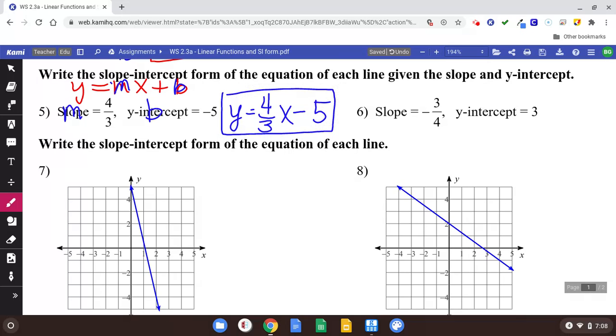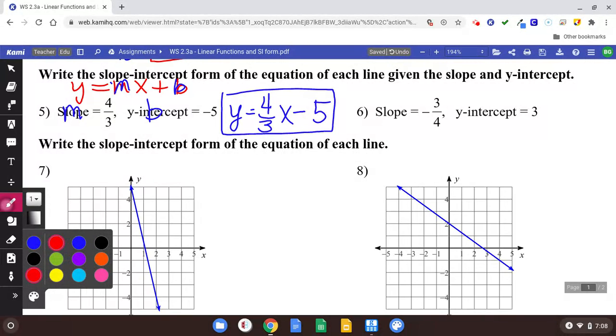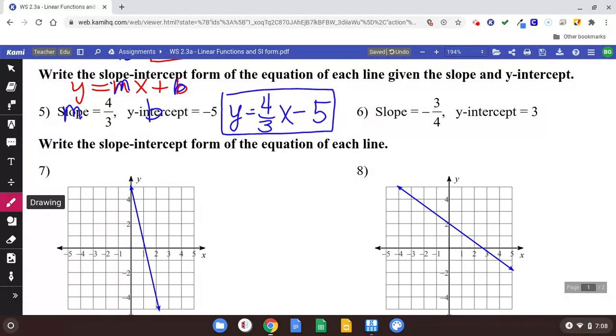Number 7 is the same exact question, right? The slope-intercept form of the equation, but the difference is they don't really give us the m and the b number. We have to figure it out from the picture. So the b number is actually easier to find because b is the y-intercept, right? B is the y-intercept, and that's this point right here. B equals 5 because that's where the line crosses the y-axis.